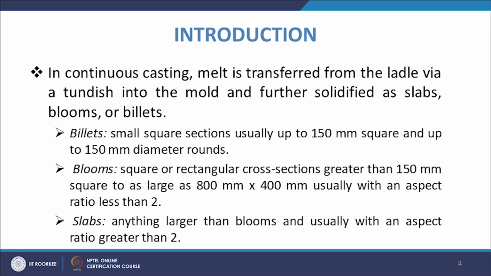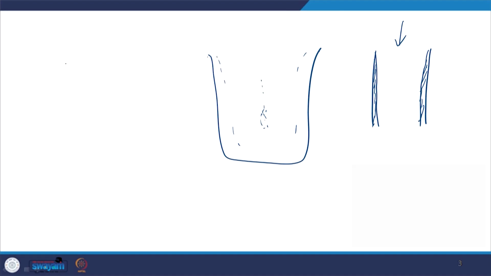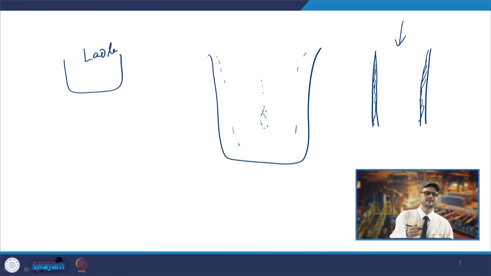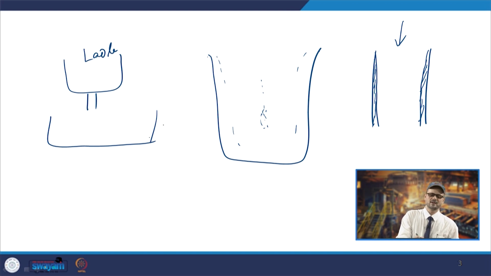Coming now to the definition of continuous casting. In continuous casting, melt is transferred from the ladle via a tundish into the mold and further solidified as slabs, blooms or billets. So, what happens in the case of continuous casting is that you have a ladle, which will be getting the liquid steel. Now, from this ladle, the liquid metal will go into a vessel that is known as the tundish.